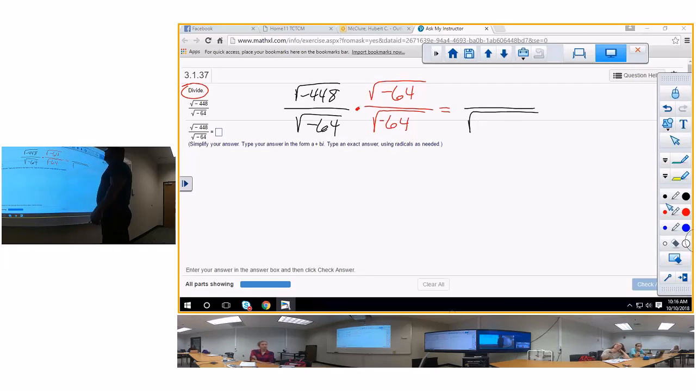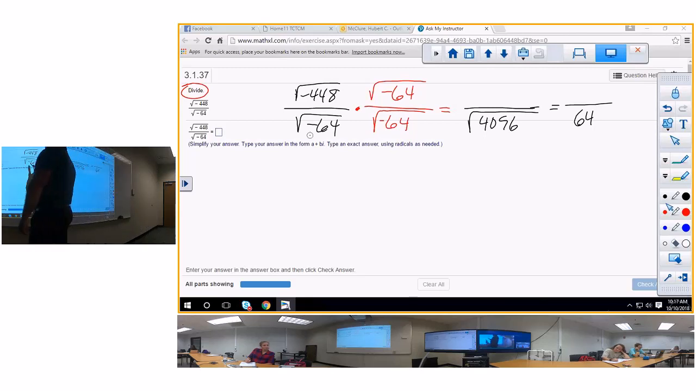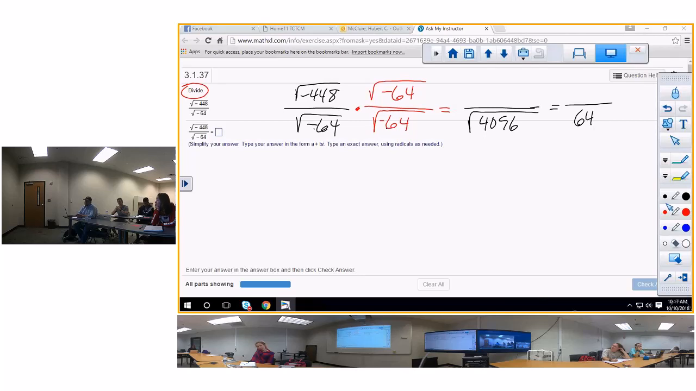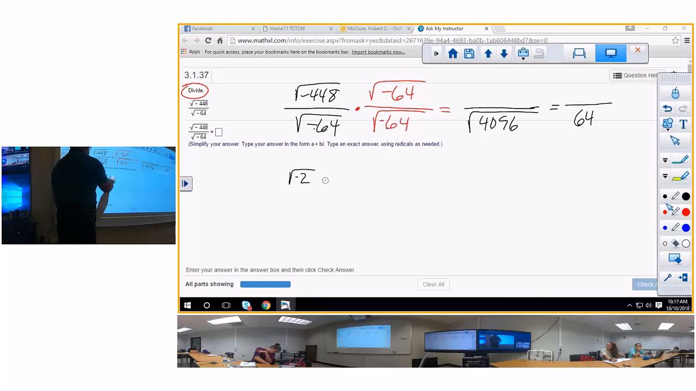What's negative 64 times negative 64? 4,096. All right, and if you take the square root of 4,096, you're going to get a positive 64. Everybody understand that? The square root of 4,096 is 64. So if you multiply a negative square root by itself, it's always going to be a positive that number. Well, what's square root of negative 2 times square root of negative 2?